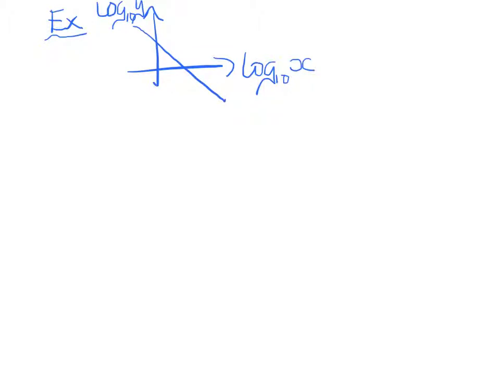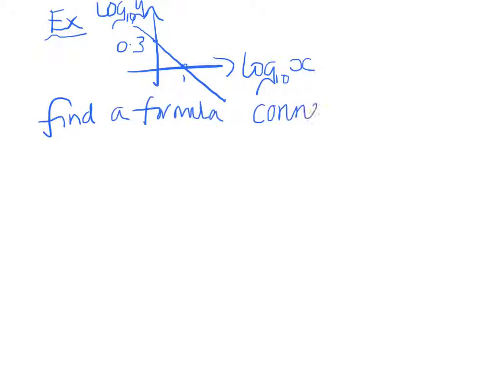Here's an example. We're given a graph. We're told that it's log of x to the base 10 and log to the base 10 of y. It's a straight line. Crosses here at 1 and crosses here at 0.3. And we're asked to find a formula connecting x and y.